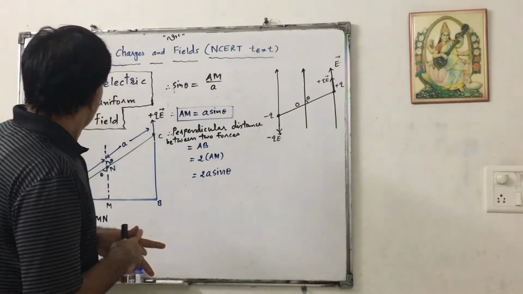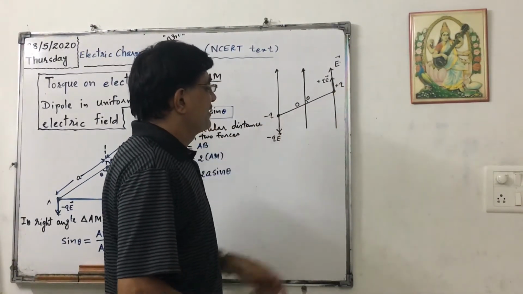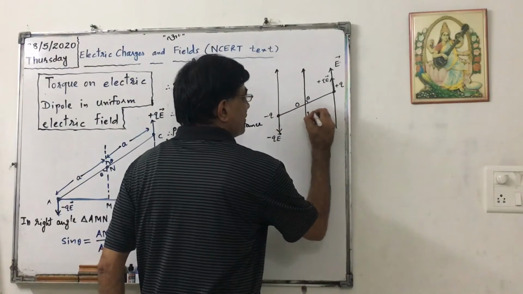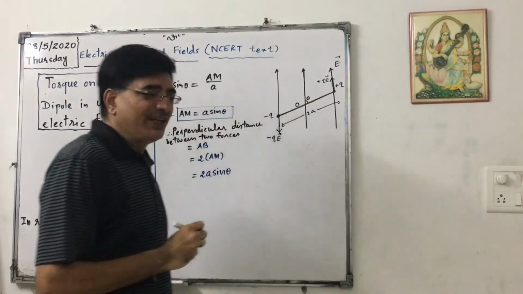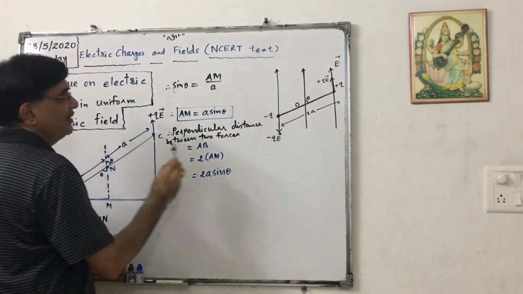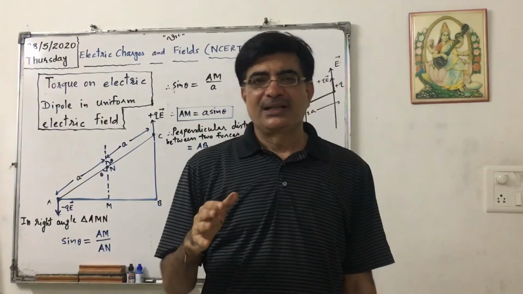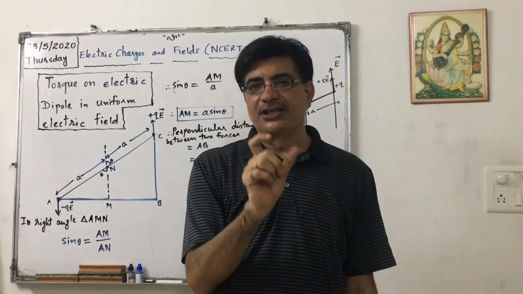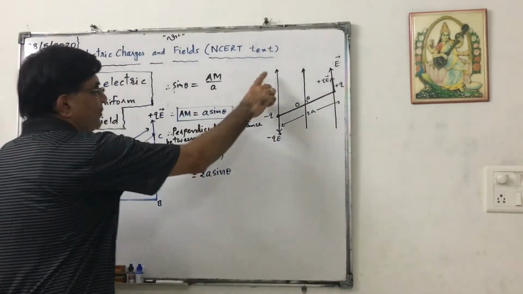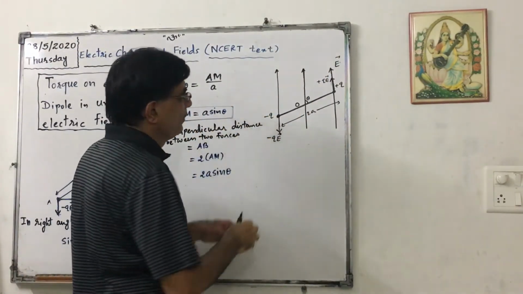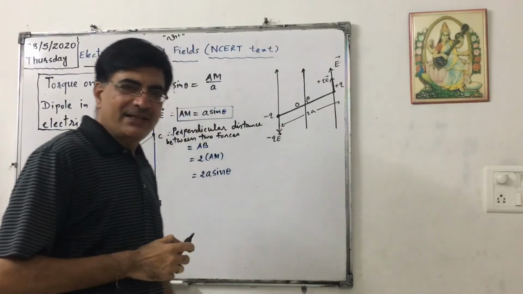So first of all, what is electric dipole? Two equal and opposite charges placed at a finite distance 2a is called electric dipole. What is uniform electric field? Electric field having the same magnitude in the same direction, and the field lines are parallel to each other at equal distances. That is called uniform electric field. So this is uniform electric field, in which we have placed an electric dipole having minus q and plus q charges at a distance 2a.